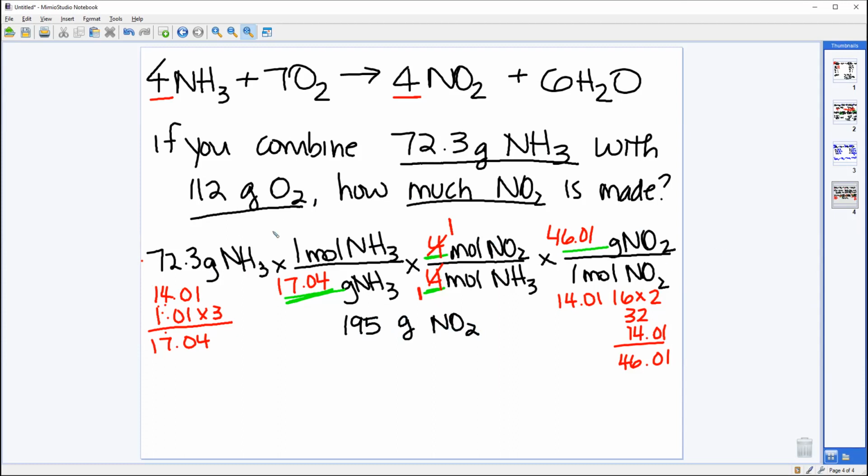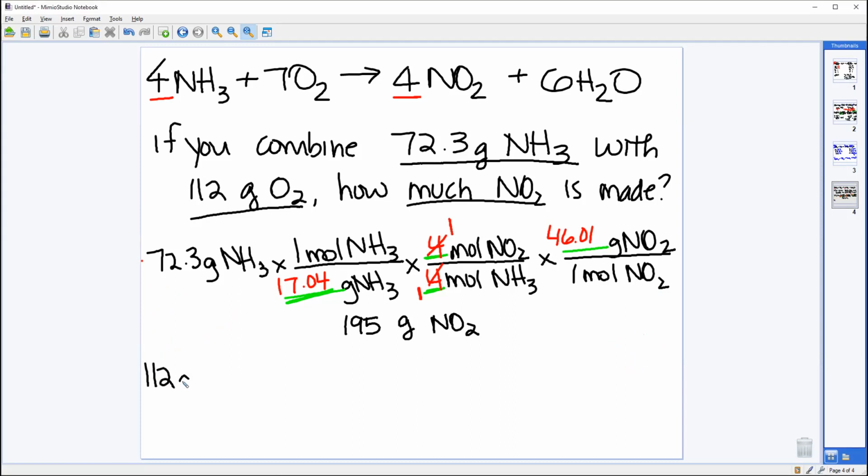But I've also got 112 grams of oxygen, so I have to figure out which one is my limiting reactant. So I'm going to erase this so I can make a little bit more room down here and finish working the problem. So I'm going to do the exact same problem, except I'm going to start with 112 grams of oxygen. So I know grams of oxygen goes here, and I'm going to get my molar mass, so that's the amount in 1 mole. I've got to do my mole to mole ratio.